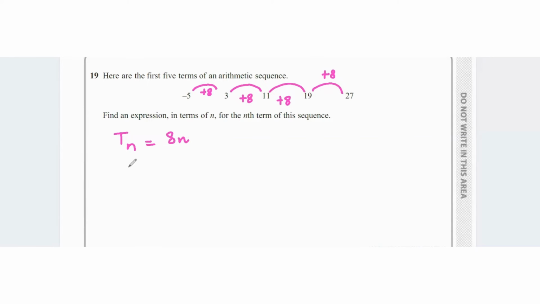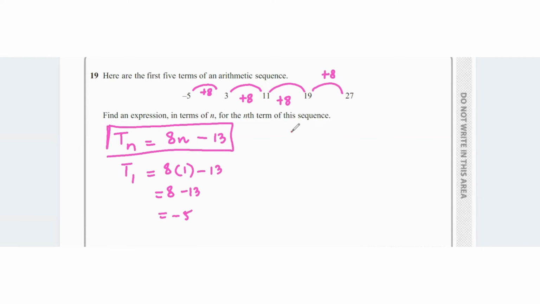Now, if we use this as the nth term and find the first term, T1 would be 8 times 1, which is 8. As you can see, 8 does not match with -5. But to turn 8 into -5, we need to subtract 13 from this, because 8 minus 13 is -5. So if we use the nth term as 8n minus 13, let's find the second term using this.